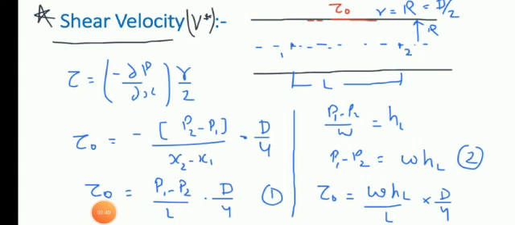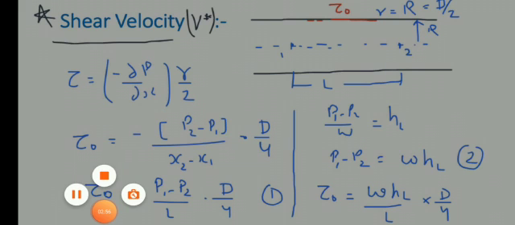Now for shear velocity, we will integrate from point 1 to 2 and take the wall shear stress tau naught, which is obtained by putting small r equal to capital D by 2. When we put this into the equation, we get an equation. Particularly, we can see that equations number 1 and 2 are obtained with the help of this.